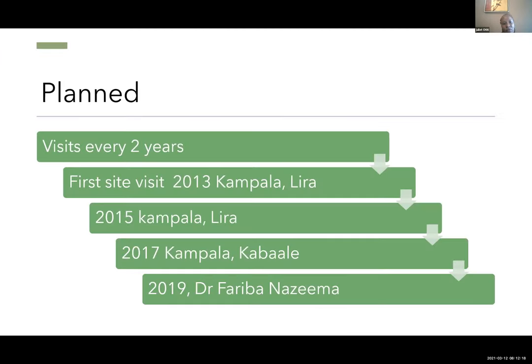So we planned to have 2 visits every year. The first visit was in 2013 with Dr. Bujak, where we did some corneal transplants and a small incision cataract surgery camp. Then he came again in 2015 and 2017. We went to Kabale, which is in Western Uganda. And then in 2019, Dr. Fariba came to visit us, but the COVID situation came and we couldn't plan any activity.